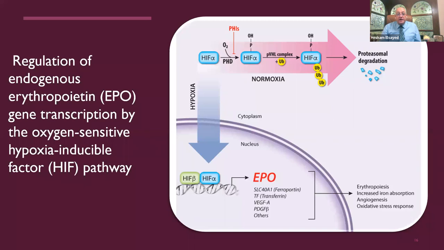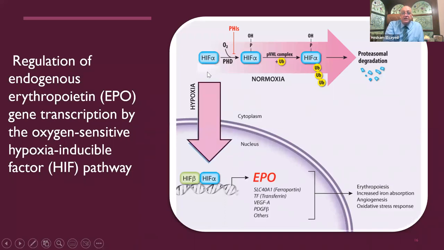Regarding regulation of endogenous erythropoietin gene transcription by the oxygen-sensitive hypoxia-inducible factor pathway: in normal physiology during normoxemia, the prolyl hydroxylase enzyme is active, so hypoxia-inducible factor alpha is suppressed and degraded. However, in hypoxemic states, there is high hypoxia-inducible factor production with inhibition of prolyl hydroxylase, subsequently increasing gene transcription and EPO production, which is stimulated by hypoxia when reaching the renal tubules.